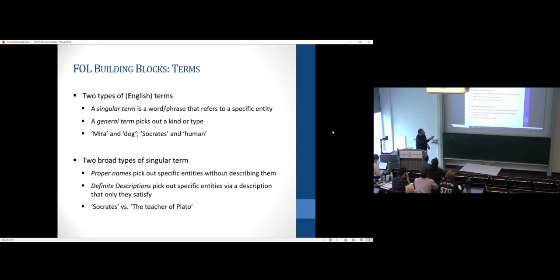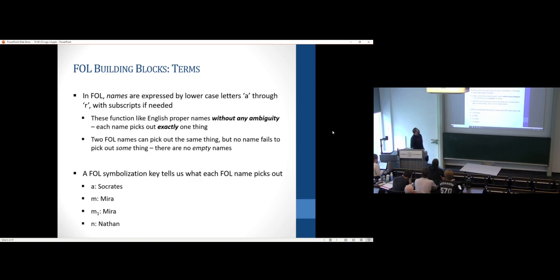They're all singular terms because if they work at all, they pick out one thing, but they seem to do it via different kinds of mechanisms. Now, we'll talk more about this in the second half of the class when we turn to thinking about philosophy of logic. But for now, it's useful to have this idea in the back of our heads. Okay? So, turning back to FOL. Well, in FOL, remember there's two types of terms, names and variables. Names are basically like proper names in English.